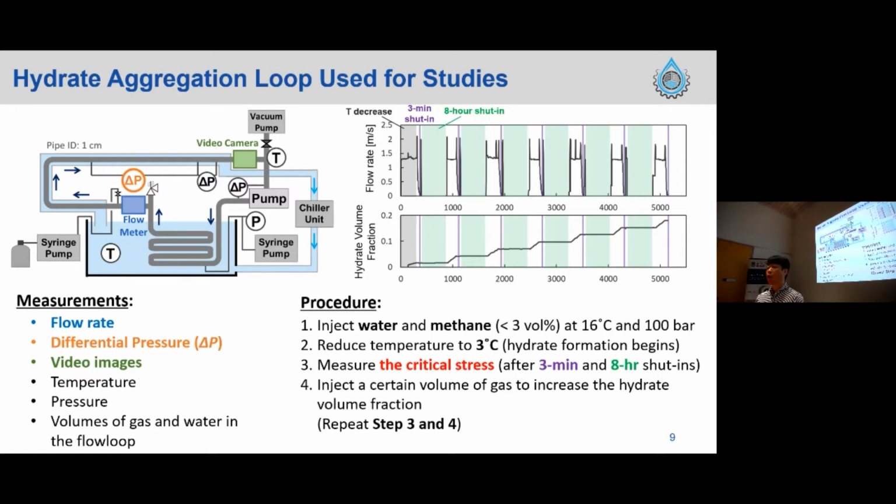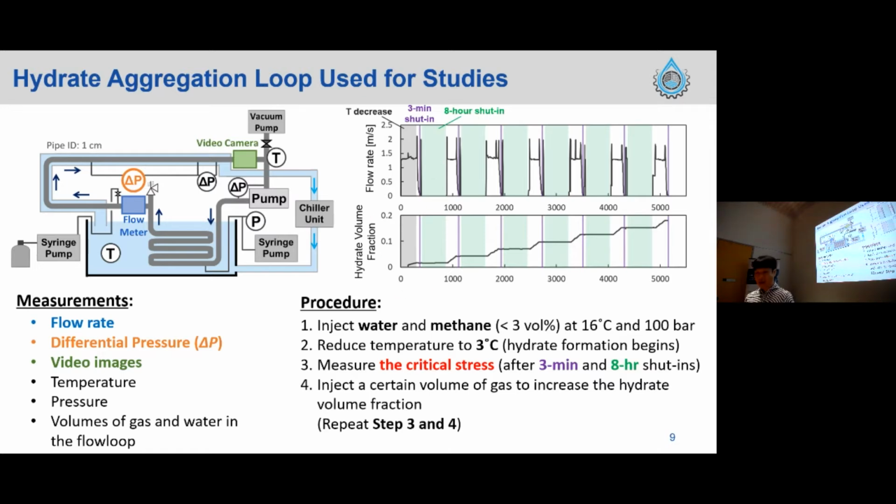In the experiment, first we inject water and a small volume of methane into the flow loop outside the hydrate stability region, and then reduce the temperature to 3 degrees. In this step, the PT conditions enter the hydrate stability region, so hydrate formation begins. This step corresponds to the regions highlighted in gray in these graphs.